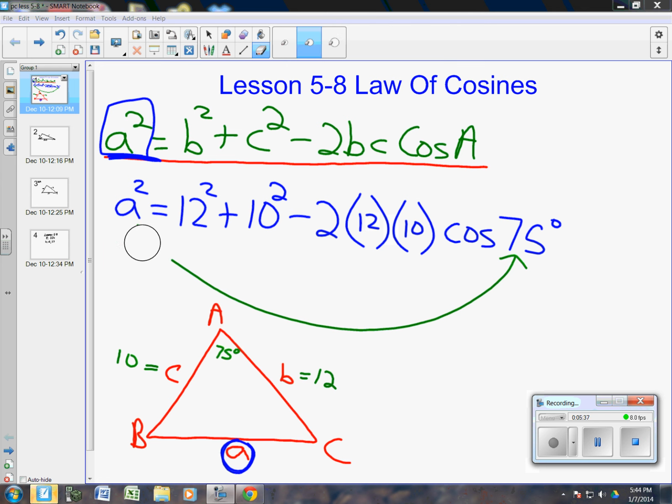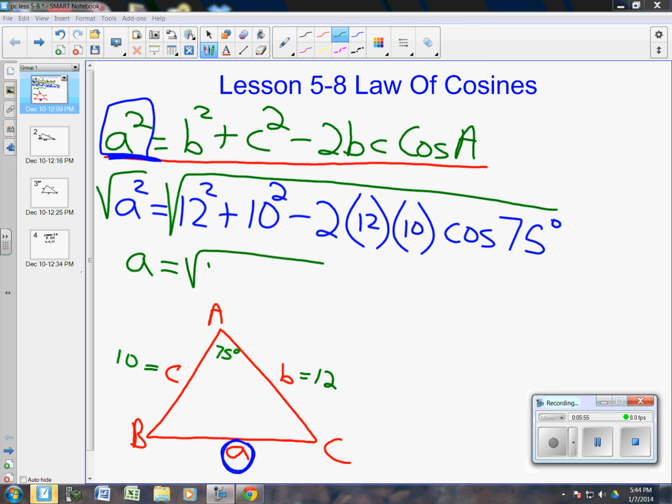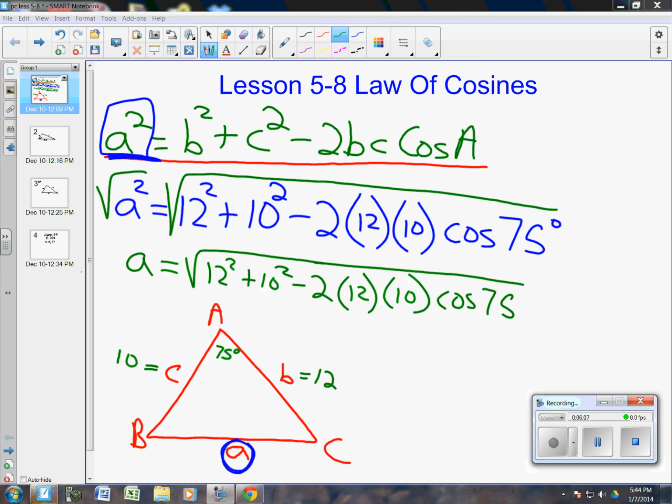This is really simple if you use your calculator, because if we take the square root of both sides to get a by itself, then we're given this problem right here: a equals the square root of 12 squared plus 10 squared minus 2 times 12 times 10 times the cosine of 75 degrees. So we're going to take the square root of all that.